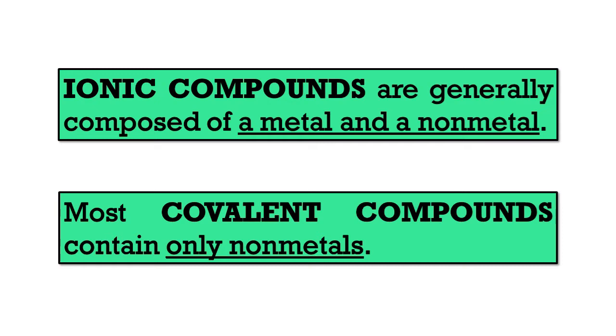When classifying ionic or covalent compounds, you just have to look at their formulas. If you see a metal element together with a non-metal element in the formula of a compound, then that compound is ionic. But if you see only non-metal elements in the formula of a compound, then that compound is covalent.